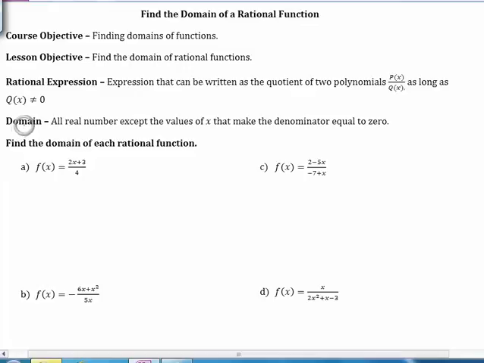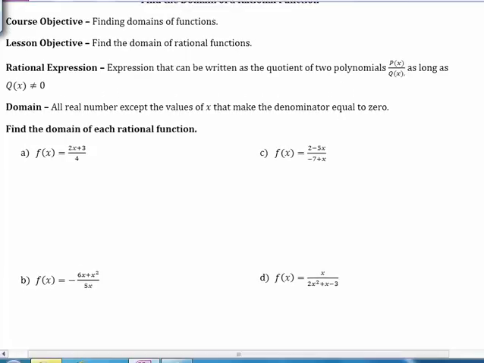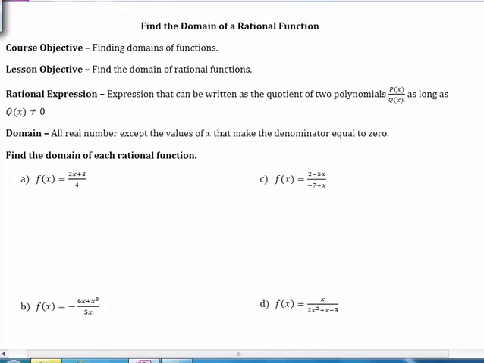The domain of a function is the set of values for x, and so all real numbers except for the values that make the denominator equal to 0 when we're talking about a rational function, because again, dividing by 0 is undefined, and so we can't do that. And so any values that will cause you to divide by 0 are not part of our domain, so we're going to take those out of our domain.